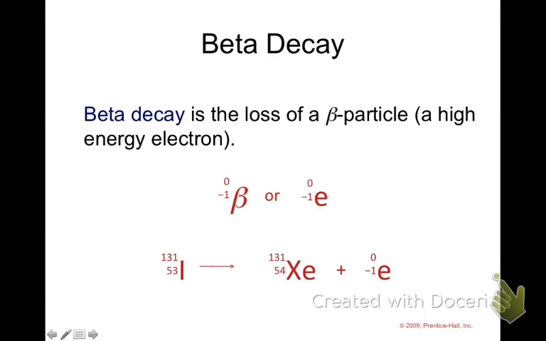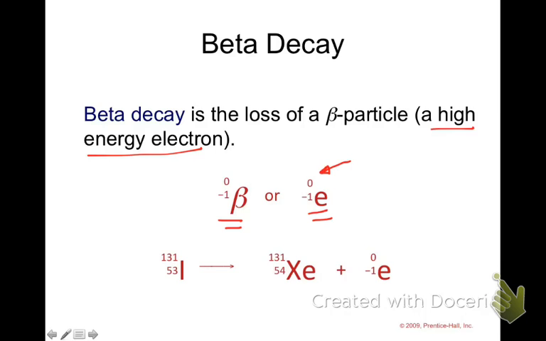The second type we're going to talk about is beta decay. Beta decay is the loss of a beta particle. A beta particle is a high energy electron. It can be drawn, or the symbol is one of 2 things, either a fancy B or a symbol for an electron. Okay. Notice that the mass number is 0 because there are no neutrons and no protons. It is an electron.